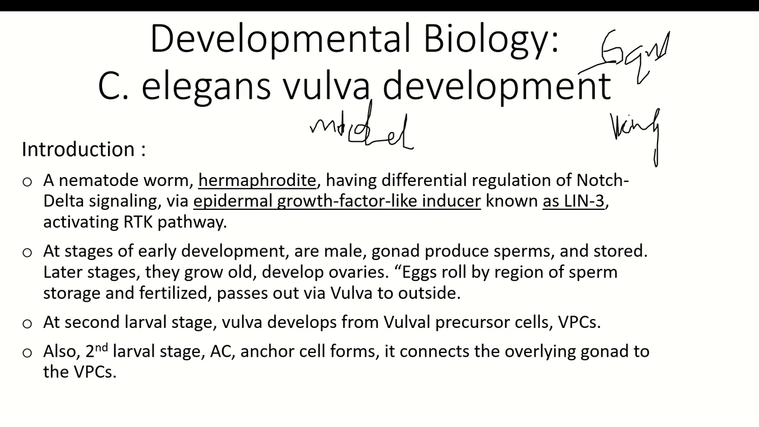Thus this opening which regulates it is called the vulva. At secondary larval stages, the vulva develops from the vulval precursor cells. Also at secondary larval stages, the anchor cell, a prominent member of this signaling connecting to the overlying gonad, also develops. Here I will try to write that there is an anchor cell, and there are 6 vulval precursor cells, mostly 6 in number.